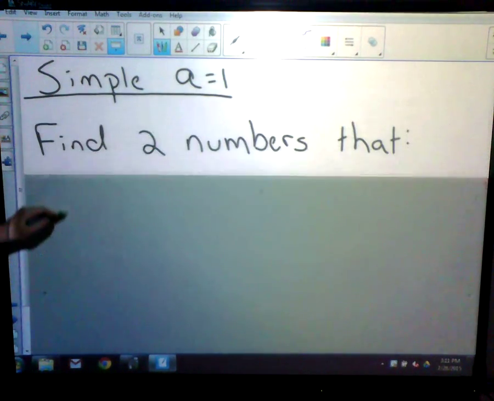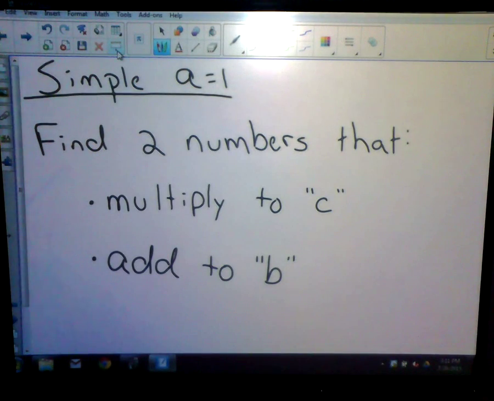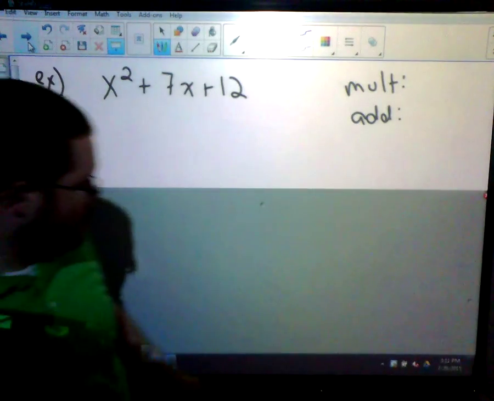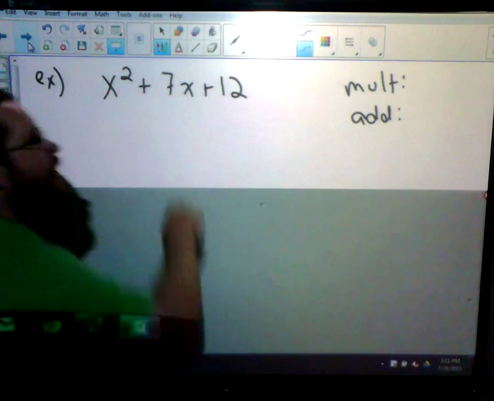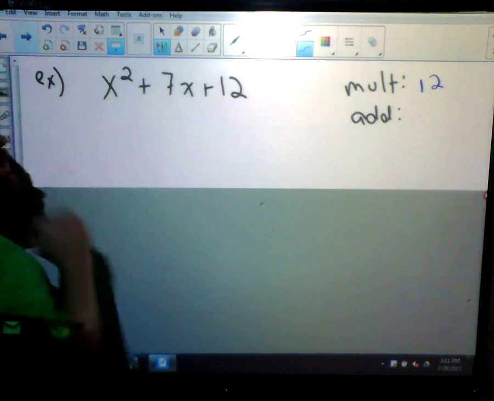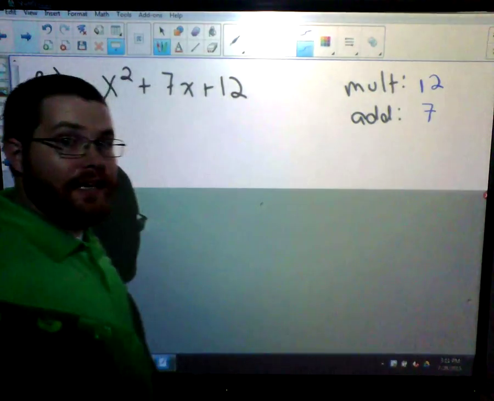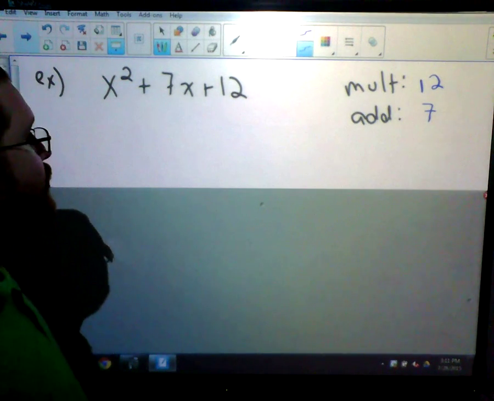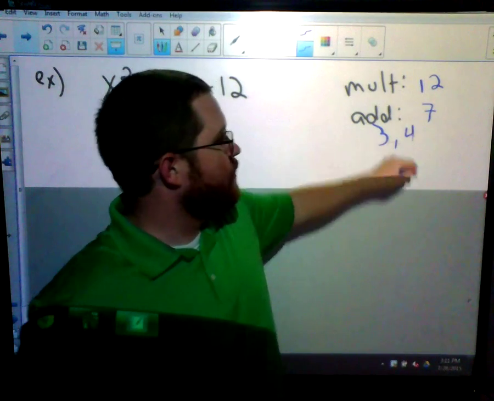That's when the number in front is 1. I'm going to look for 2 numbers that multiply to C, the last number, and add to B, the middle number. So let's take a look at this problem. I need 2 numbers that multiply to make 12 and add to make 7. Some people are very good at this in their head. Some people have to think about it for a while. But those 2 numbers are 3 and 4.